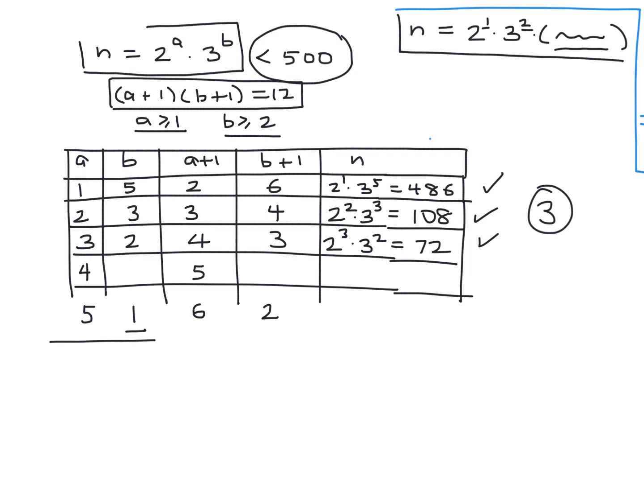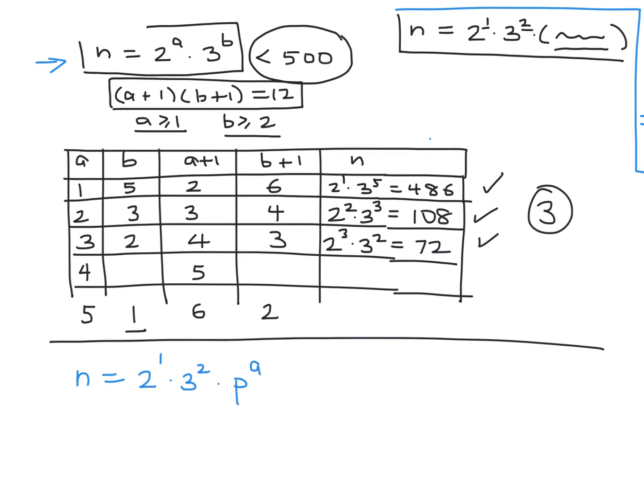Okay, so we got to keep going though, because this is not the only scenario, right? We can also have a scenario where N could be 2 to the power of something, like 2 to the power of 1 times 3 to the power of 2, but then another prime number, P to the power of A, let's say. That's another scenario of what N could be. Okay, all right. So where do I go from here?